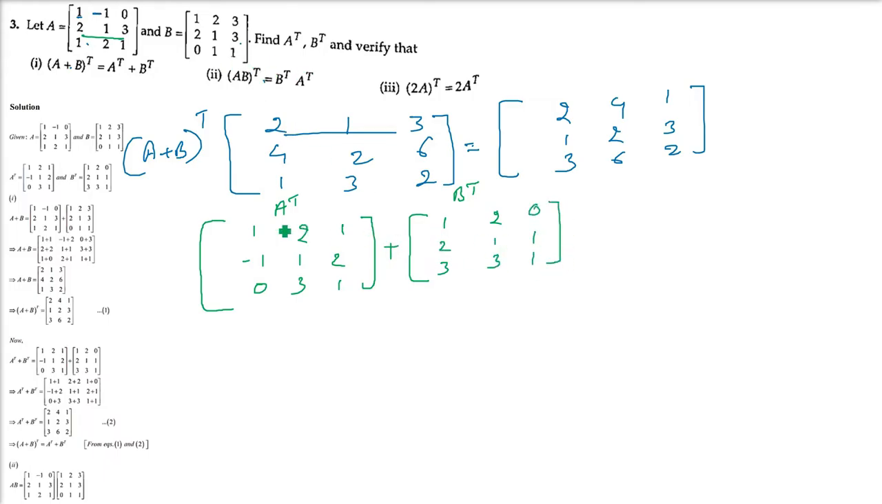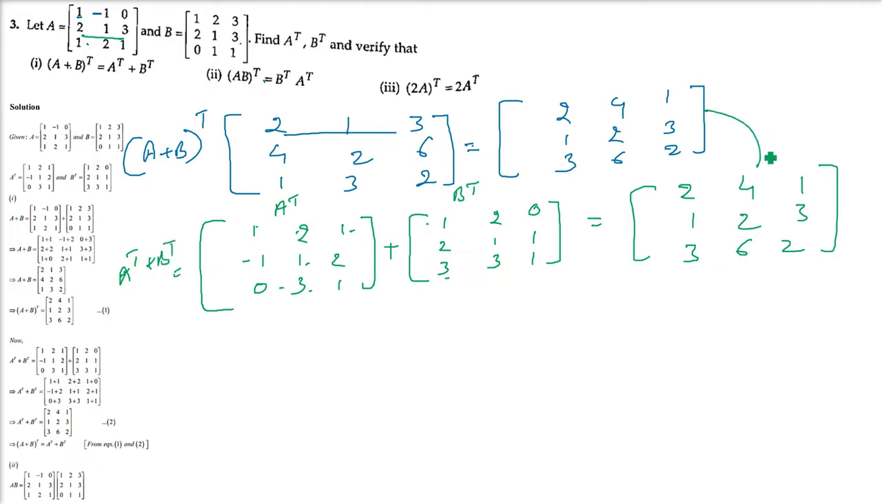Now let us just add it. So 1 plus 1 is 2. 2 plus 2 is 4. 1 plus 0 is 1. Negative 1 and 2 will give you 1. 1 and 1 will give you 2. 2 and 1 will give you 3. 3 and 3 is 6. 1 and 1 is 2. So this is A transpose plus B transpose. Now let's just verify. Are these two equal? Yes, they are equal. So this I told you.